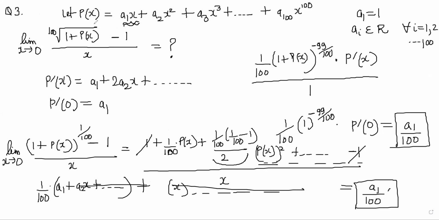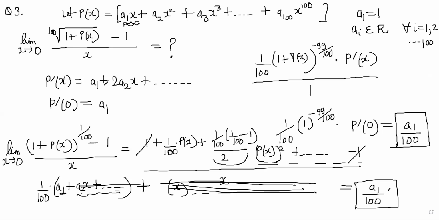P(x) whole square will be what? The lowest power will be square, no? Yeah. So when you divide P(x) whole square by x, even in a1 there will be x left. Oh, okay. So those all will become 0. Right. Got it. Everything forward is 0. And here, everything from here till here is 0, only a1 is left. Yeah. Got it. Okay.